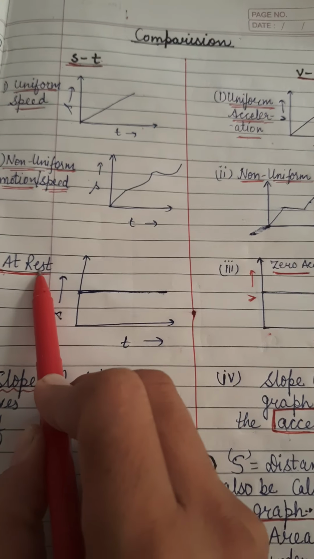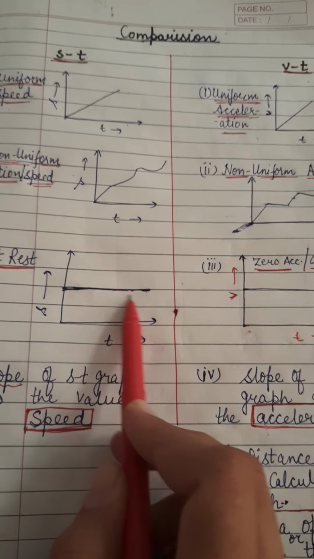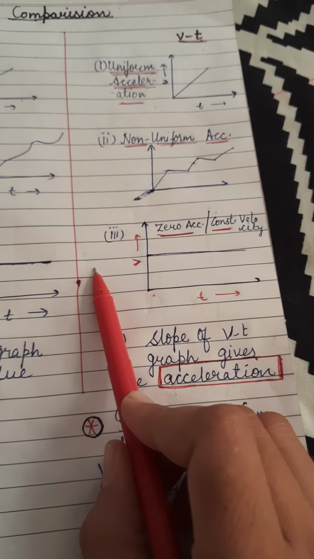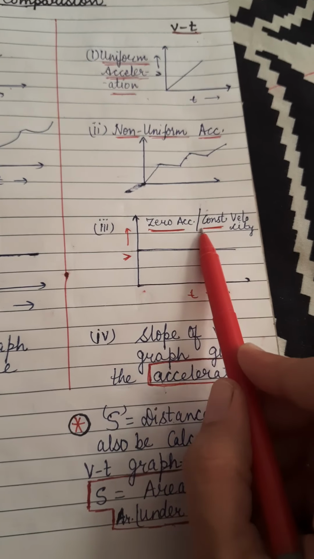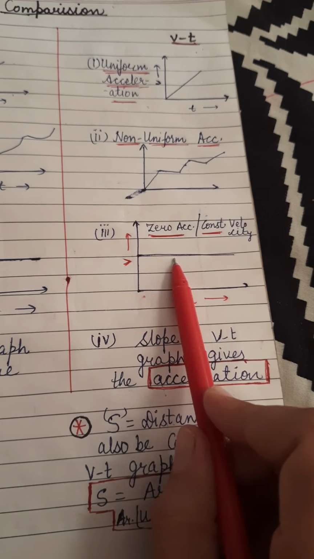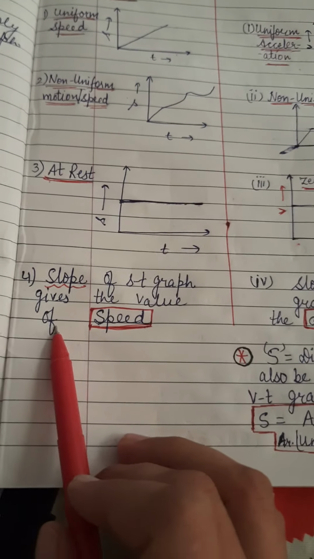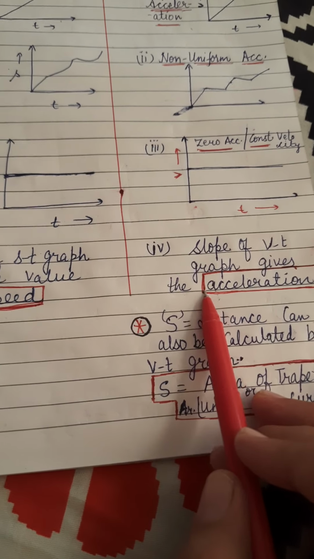When the object is at rest, in case of a distance time graph, the line parallel to the time axis shows that the object is at rest. But in case of a VT graph, there is no case of an object at rest. When the object is moving with a constant velocity or having zero acceleration, this graph shows the same. And the slope of the distance time graph gives the value of speed, and the slope of the VT graph gives the value of acceleration.